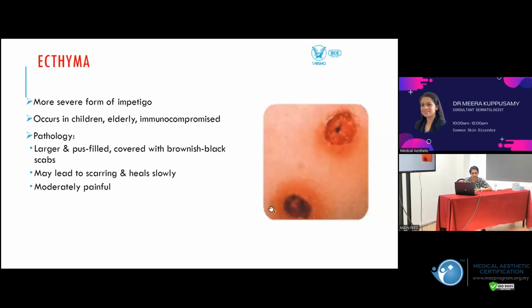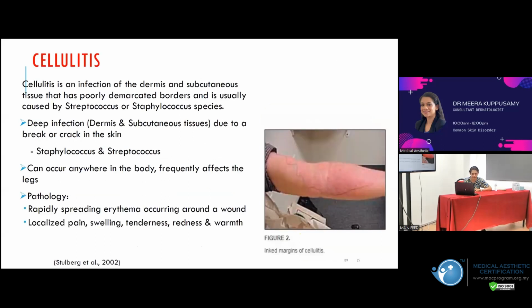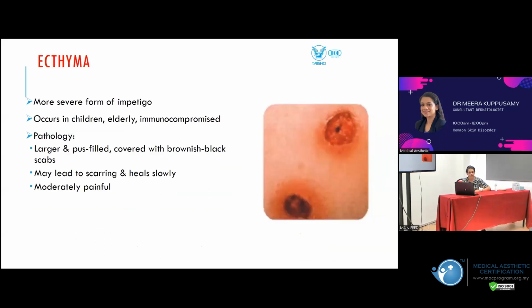This is ecthyma, which looks like an eschar. It's a deeper form of impetigo. It happens in children and in adults. I've seen this in diabetic patients on the legs especially. They get these blackish, ulcer-like lesions with something black. These are actually bacterial ecthyma. When they get larger, they can have pus inside, and they are very slow to heal and quite painful also.